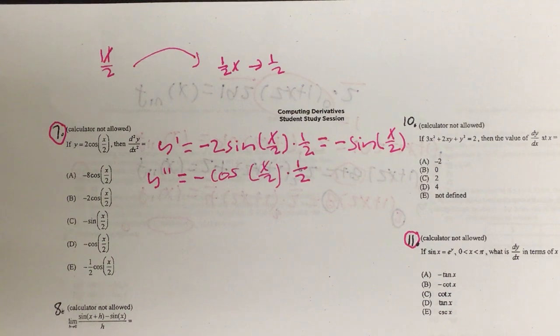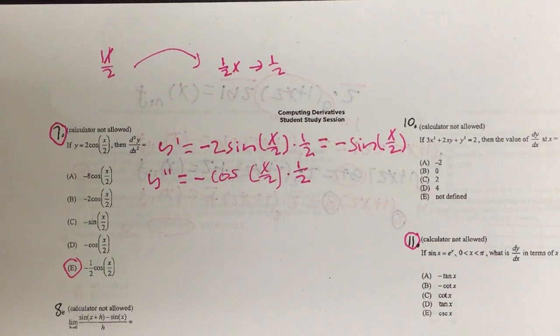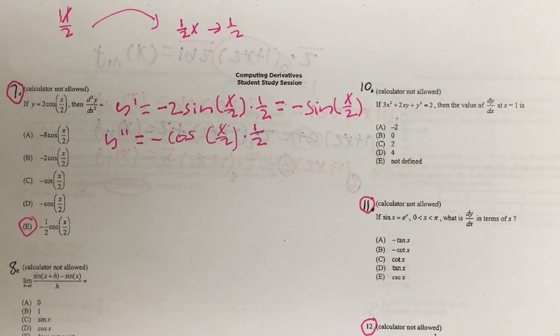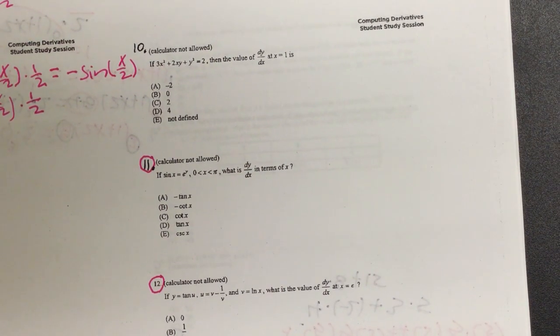A, B, C, D, E. E. Good. Let's go to number 11. So are we okay with this one? We're looking at chain rule. So on number 11, Ian, let's read.